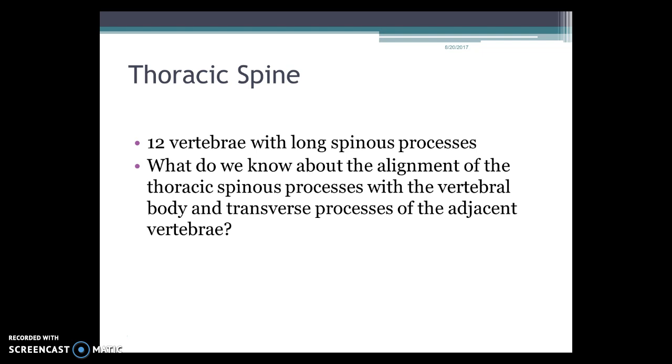Okay, so the thoracic spine consists of 12 vertebrae with long spinous processes. So they're a little bit different than the cervical and obviously different than the lumbar as well. This question, what do we know about the alignment of the thoracic spinous processes and how they line up with the vertebral body? I think we know that the spinous process of the thoracic vertebrae are usually one, possibly two levels lower than the body of that same thoracic vertebra.